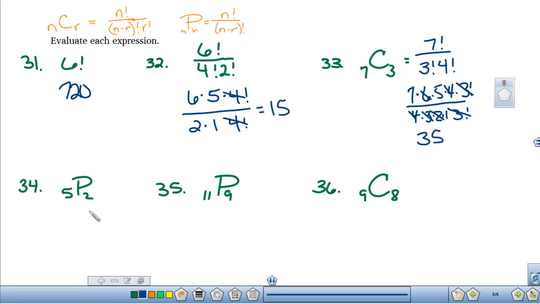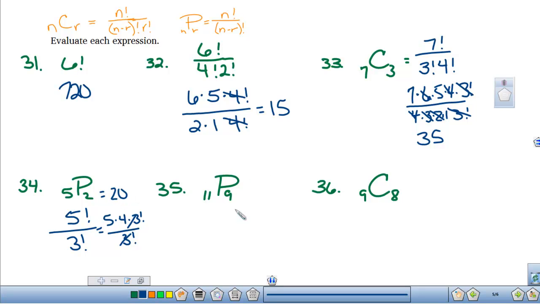Same is true for question number 34. I'm going to use this formula up here, which is an easier version of the combination. There's less factorials to work with, but they're pretty much the same formula. So this one will be 5 factorial over 5 minus 2 factorial, which is 3 factorial. And out of that I'm going to get 5 times 4 times 3 factorial, and I can cancel out the 3 factorials, and my answer is going to equal 20.